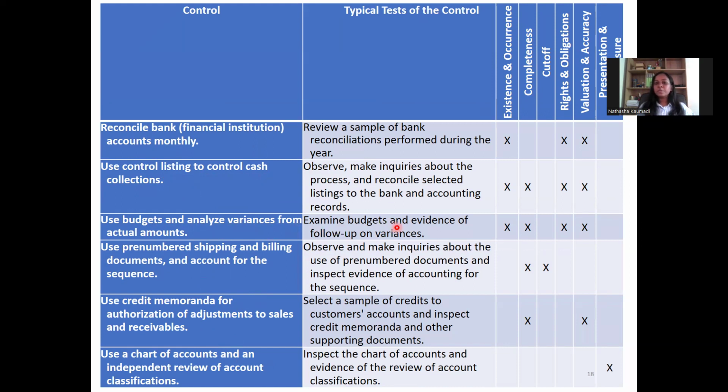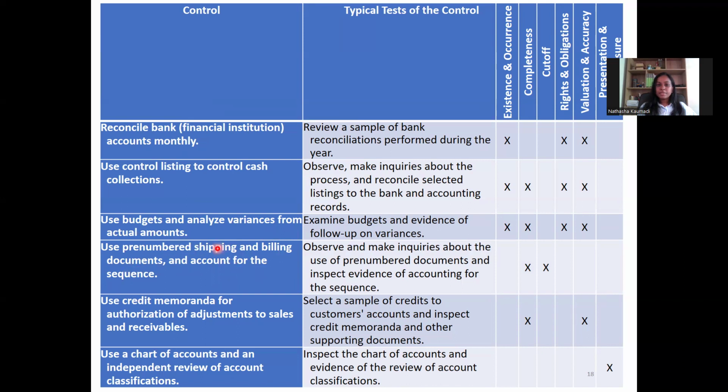Maybe you are not doing the variance report again. If you do it, what is that? Maybe the variance report has been prepared by the customer, and you are going to do it again. That is reperformance or recalculation. It's a report, so you would be recalculating the variance. But you are not trying to do recalculation here; that comes under tests of details. You are just trying to see whether they have prepared the variance report as the control says. That is test of controls. You are testing the control. You are checking the control. Use pre-numbered shipping and billing documents and account for the sequence.